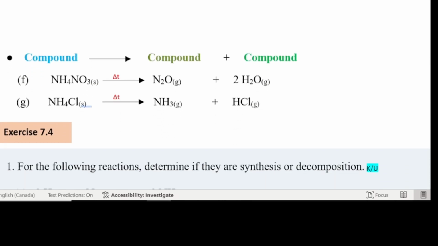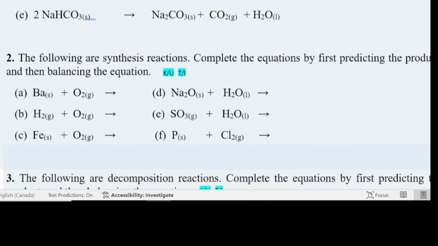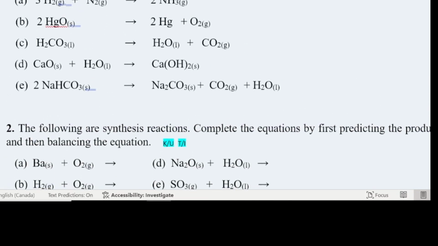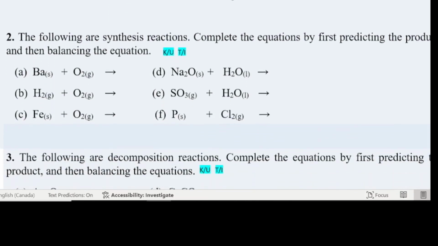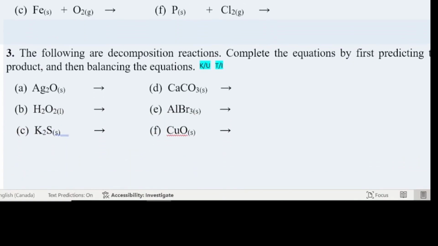You can break up a compound to give you smaller pieces here. Ammonium nitrate gives you nitrogen oxide and water. And of course, this is the reverse of that synthesis that we did before. All right. These are some questions there for you to do. You can follow these on the solutions manual. The solutions are there for you.